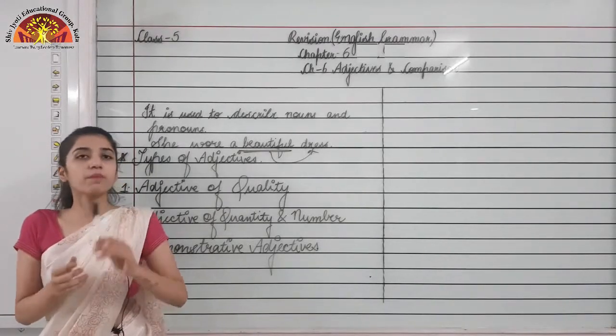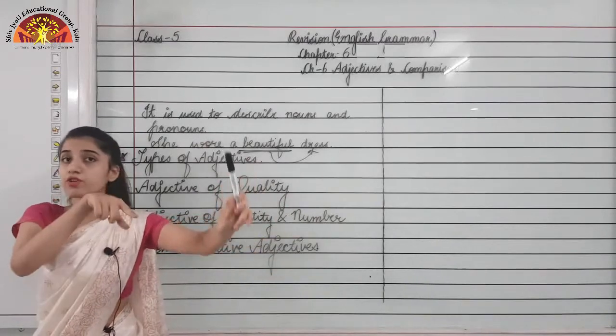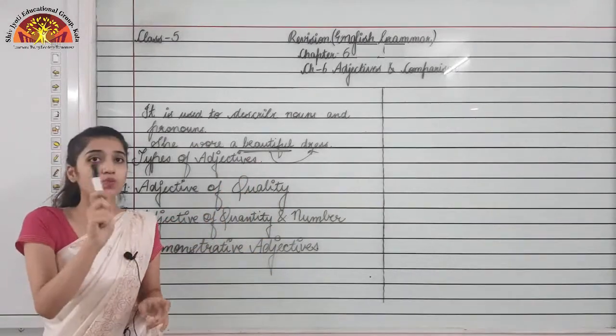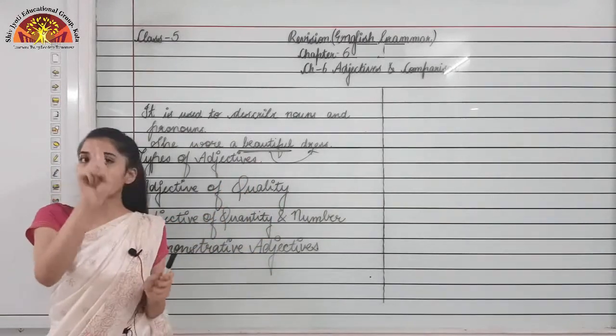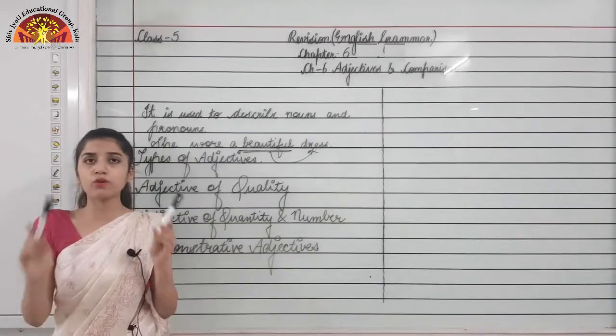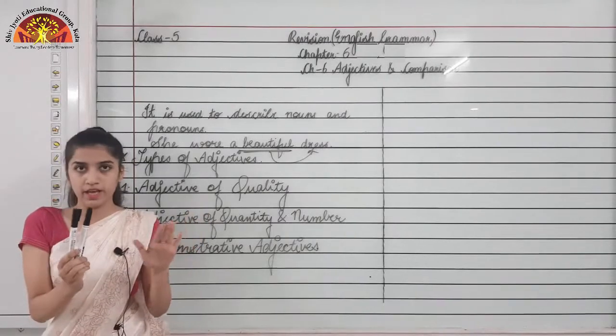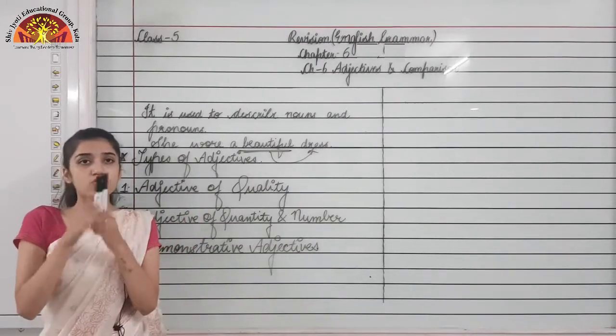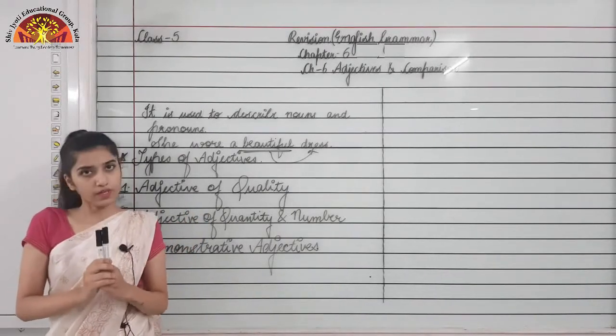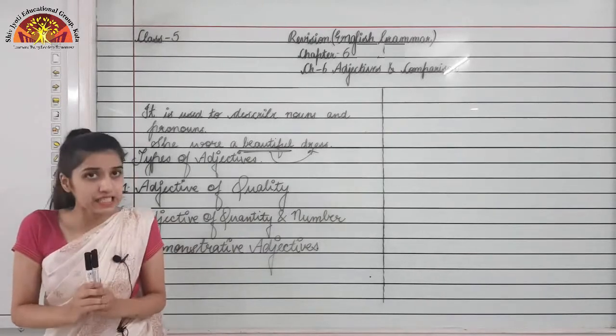If the marker was kept away from me, I would have used that, because that is singular. I am just talking about one marker. If I am talking about 2 markers, then I will say these markers are not mine, because these 2 markers are near me. That is why I use these.